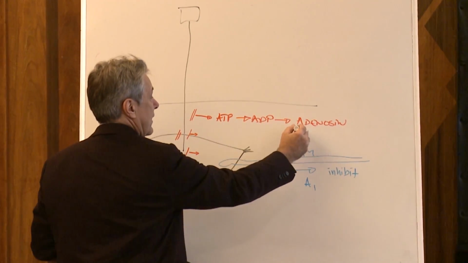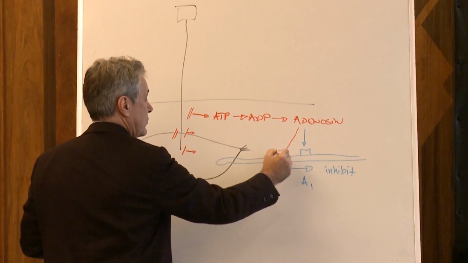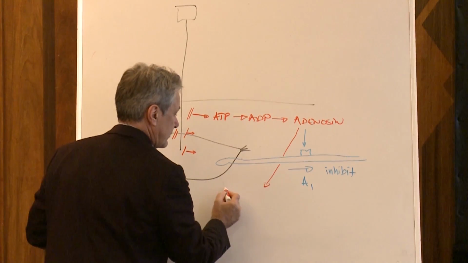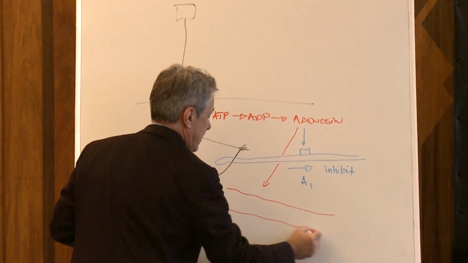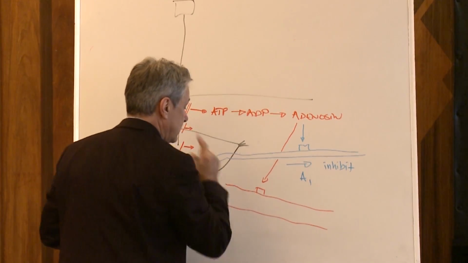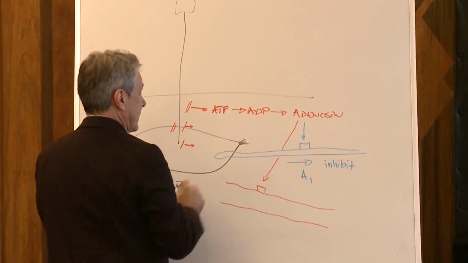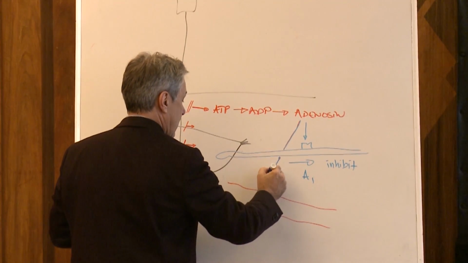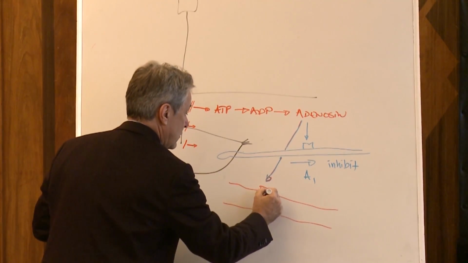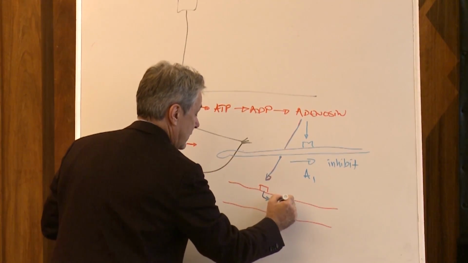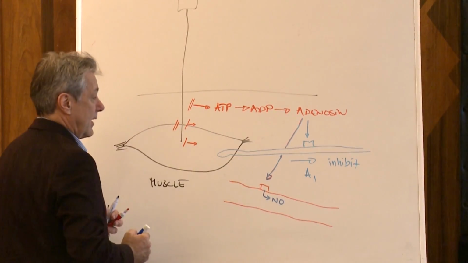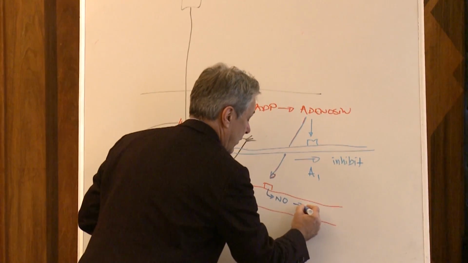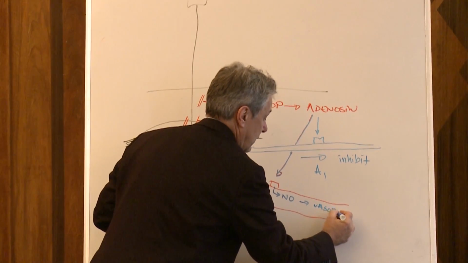Adenosine is also doing another thing. Adenosine is also binding to the epithelium of blood vessels. So what we will find is that adenosine actually binds here also to the epithelium and then induces the release of nitric oxide. And nitric oxide is a very potent vasodilator.